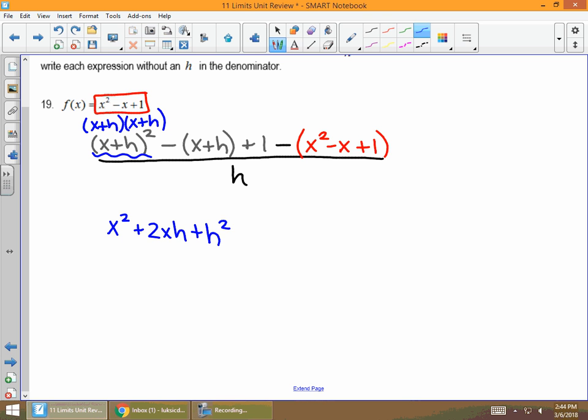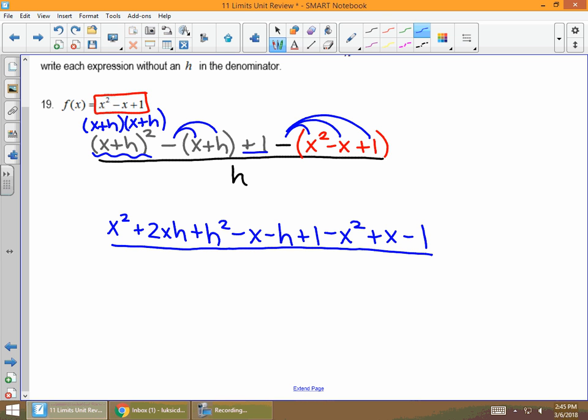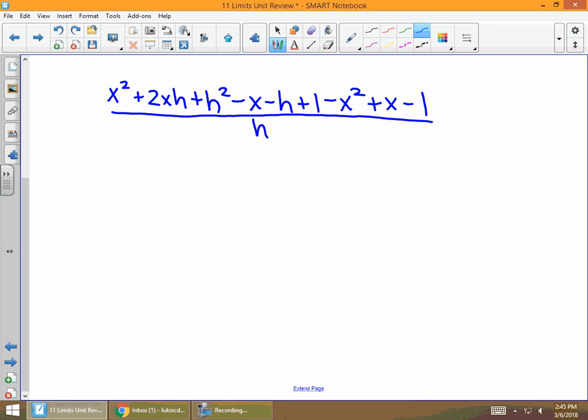That's just that first binomial. Now we need to multiply through our negative. Negative x minus h. Don't forget our plus 1. And multiply the negative through our f of x as well. Negative x squared plus x minus 1. Flip all those signs. And this whole mess is still over h. And our goal with this process is to get rid of h. Because if you can do that, then eventually you can take the limit as h approaches 0.